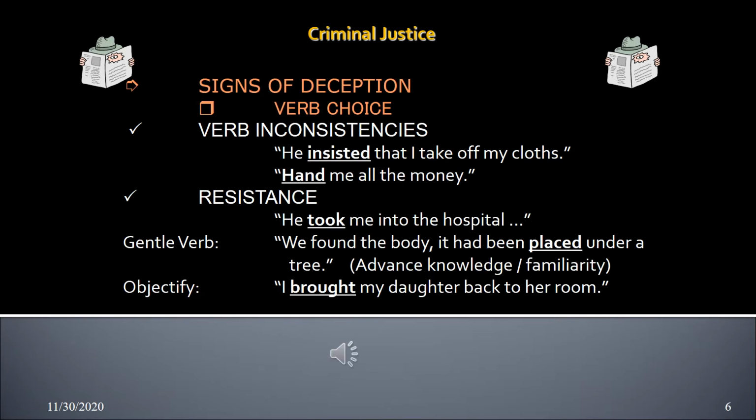So verbs are action words. So when we consider the inconsistencies of the verbs and verb choice, this is a pretty important area. So the examples here, verb inconsistencies. He insisted that I take off my clothes. Okay, so the inconsistency here is that you're being attacked by a person, you're being held hostage by them, whatever the case may be.